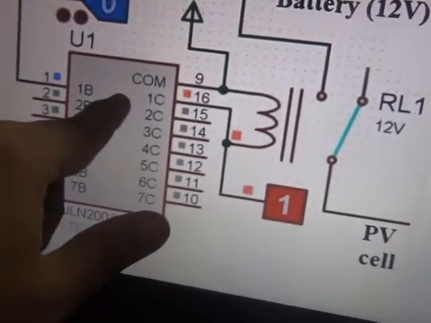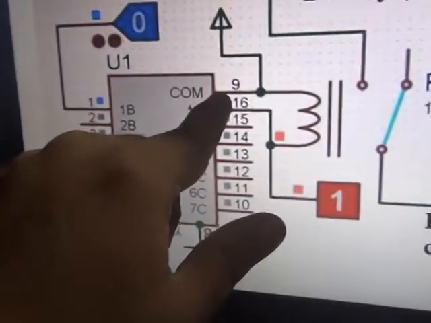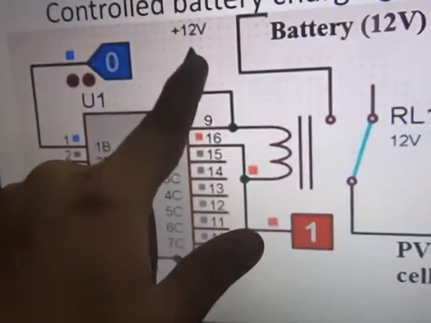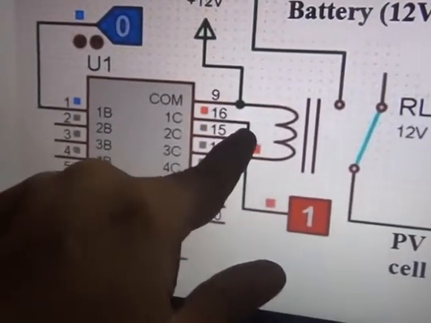So here the Darlington pair is just working as a beta square amplifier, and this common is generally pulled up to VCC. So by default the relay is in off condition because here also there is VCC and here also there is VCC.